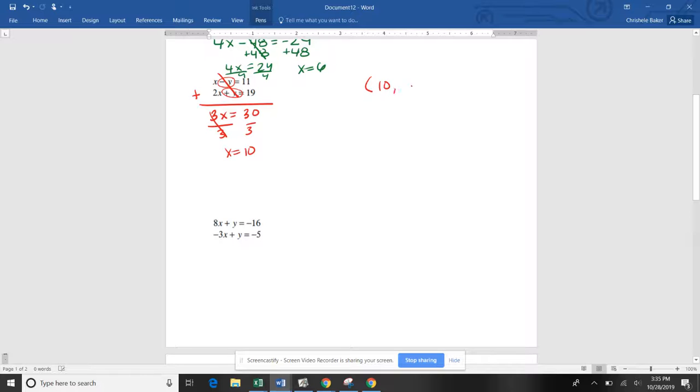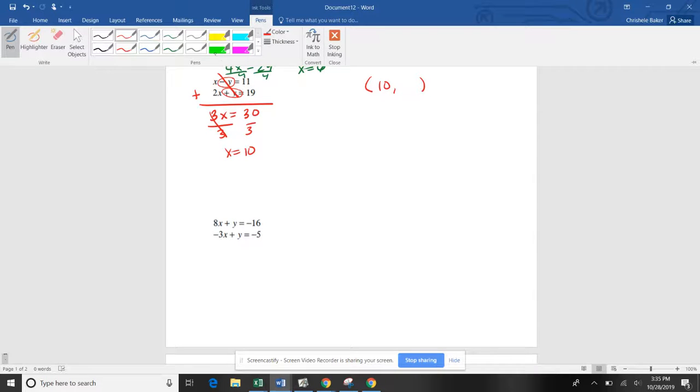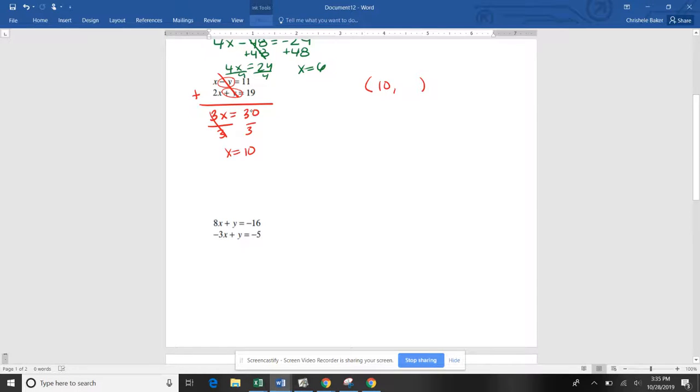So I have my x value this time. I'm going to go back and solve for my y. That's a pretty easy problem, so either one is going to work. x minus y equals 11. I'm going to subtract 10 from both sides. Negative y equals 1, so y is negative 1.